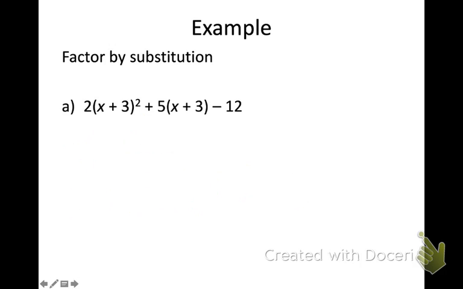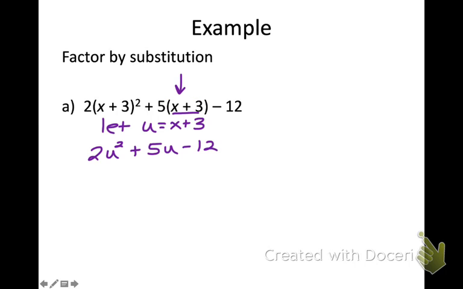But the purpose of this course is to be able to work smarter, not harder. So if we do a U substitution, this is what I do want you to write down in your notes. I'm going to let U represent the algebraic expression. I'm always going to look off of this middle term because that's going to be my key here. I'm going to let U represent x plus 3, which means that this whole trinomial will now turn into 2 times U squared plus 5 times U minus 12.